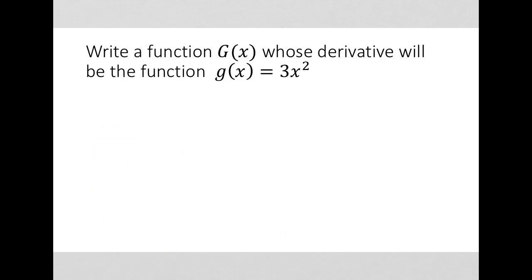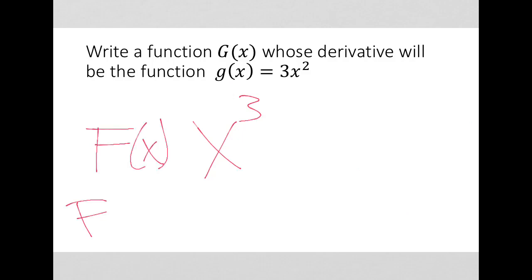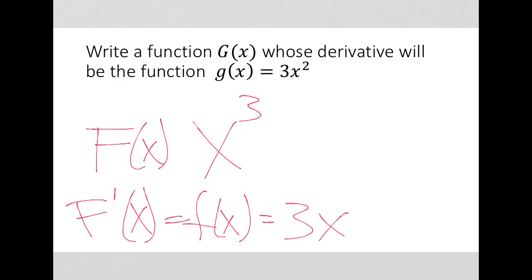Let's do one more. What would the function big G of x have to be in order to get a derivative that is 3x squared? Well, it would have to be x cubed. Because if I take the derivative using the power rule, I'm going to multiply by that exponent. So I'm going to get my 3x. I'm going to subtract 1 to get my 2. But again, we have the same problem. I could add or subtract any number to this, and I'm still going to get that same derivative.